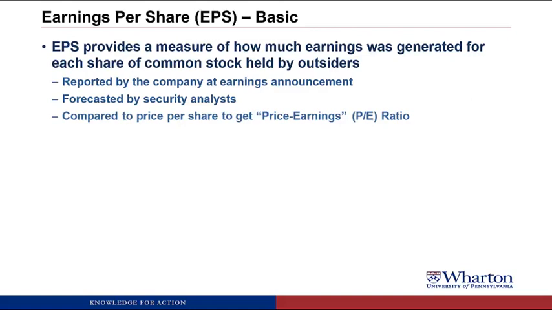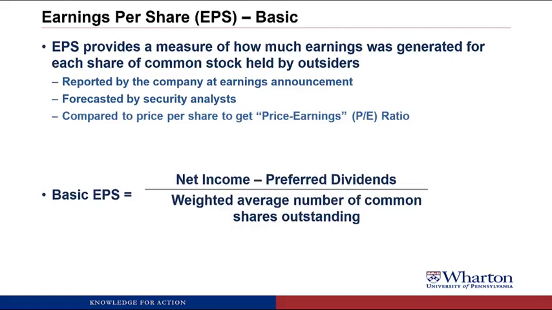And we're going to start with basic EPS, basic earnings per share, which is defined as net income minus preferred dividends. So we take out preferred dividends to try to get some notion of the return for common shareholders. And we divide that by the weighted average number of common shares outstanding.